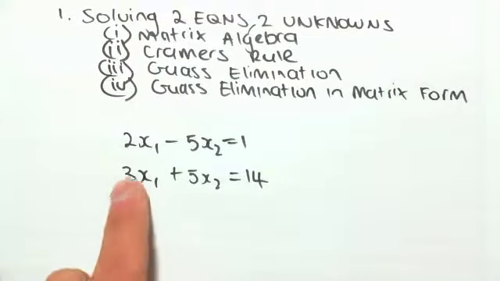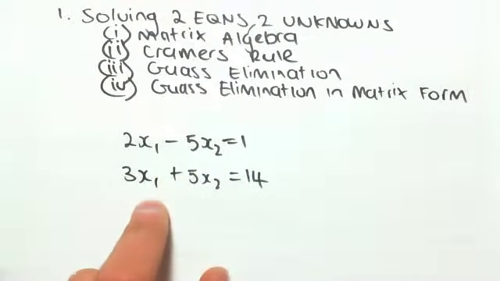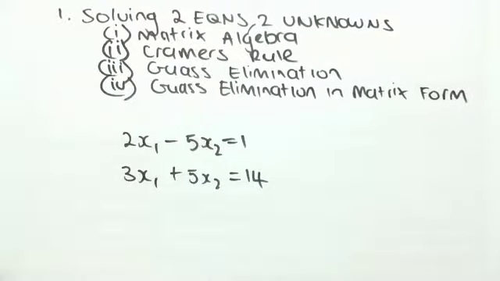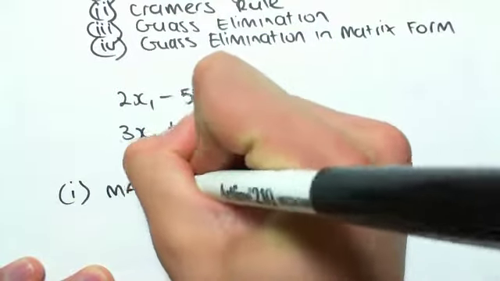So here's our problem. We have 2x1 minus 5x2 equals 1, 3x1 plus 5x2 equals 14. So this is just an introductory video. A lot of this should be a revision to you, but we'll just quickly go through it. So let's do matrix algebra first.